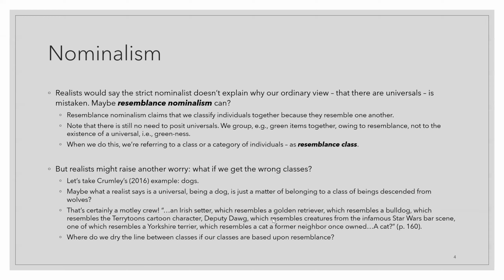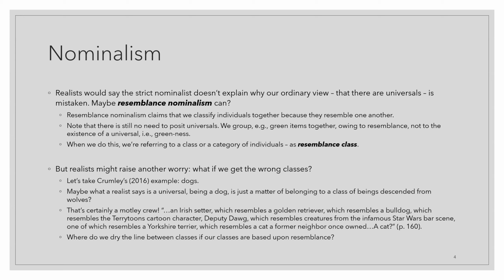But maybe a resemblance nominalist would say that instead of a universal, what we have here are just members of a class of beings that are all descended from wolves or something, right? And that's a very motley crew indeed.